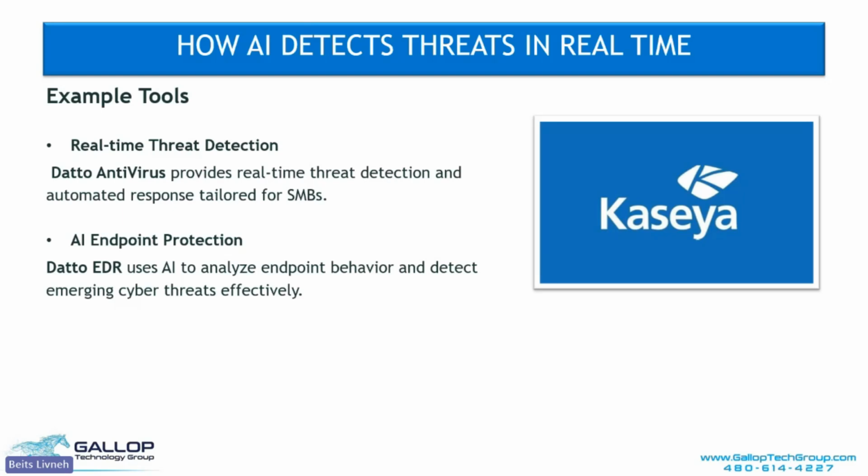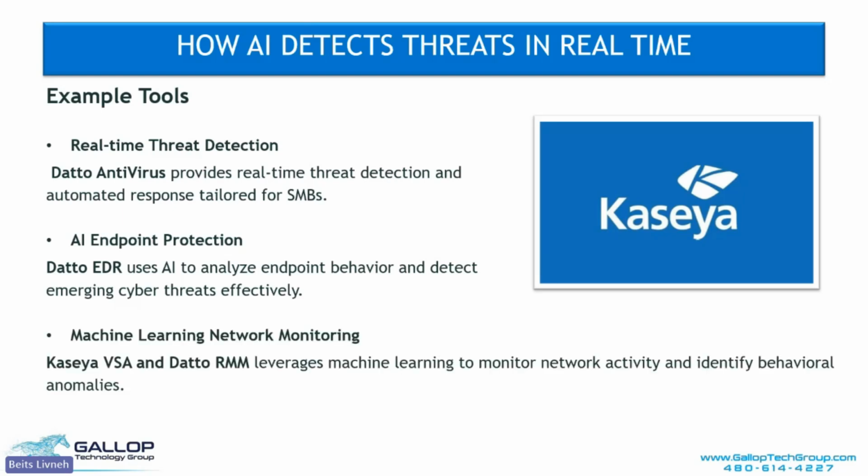And there's also machine learning network monitoring. This is another item from a company called Kaseya, which owns Datto. It's basically a tool that leverages machine learning to monitor network activities and identify other behavioral anomalies.